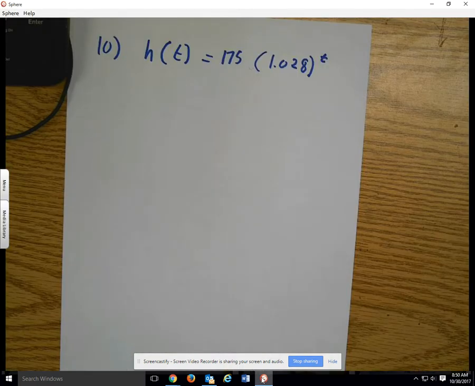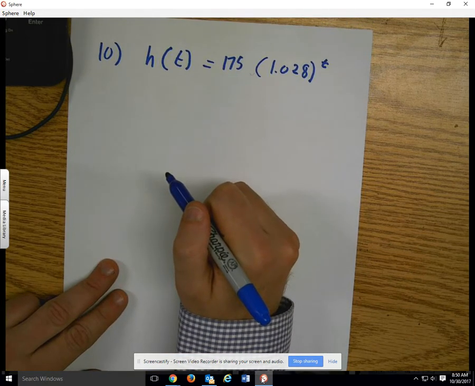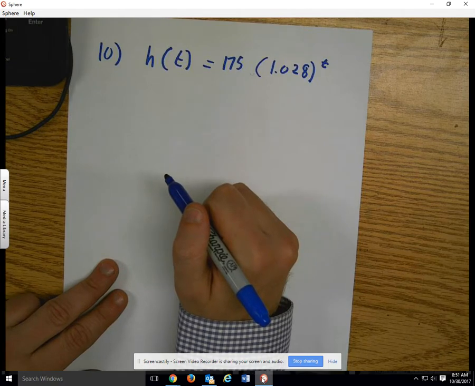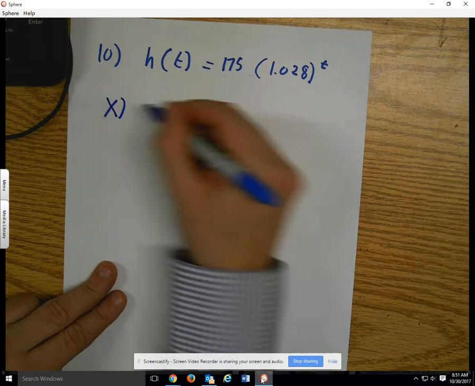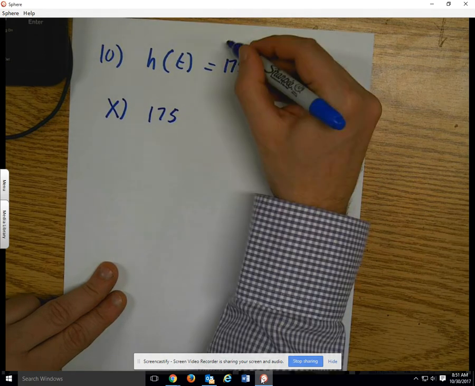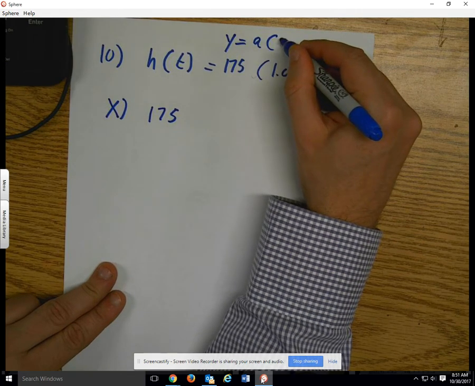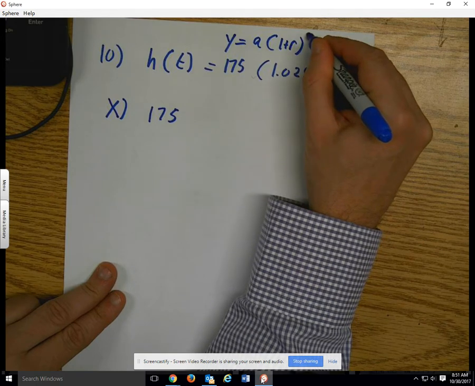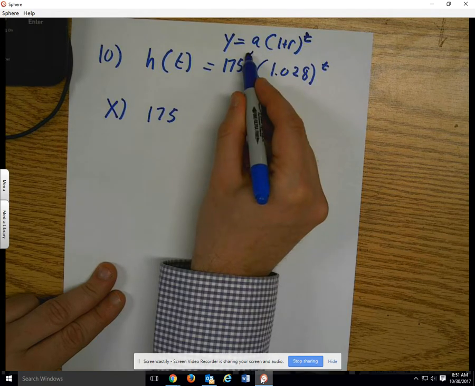Okay, student, which one of those is the initial amount? Can you just point to it on your board? Yes, the initial amount would be the 175. That's the A of when it's in the normal form. Remember, guys, the normal form is that y or f of x equals a times 1 plus r to the t power. So the a is always the initial amount. In this case, this is the a, the 175.